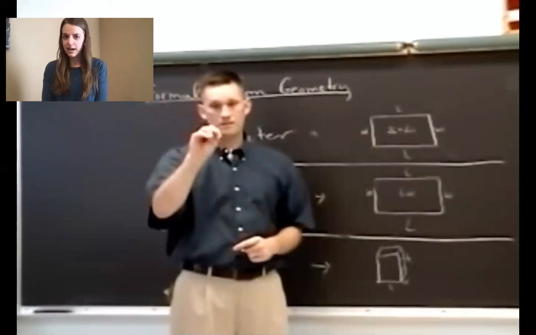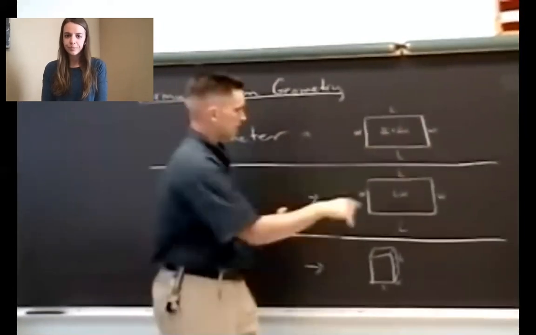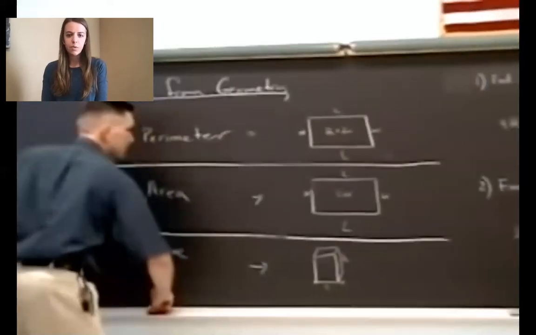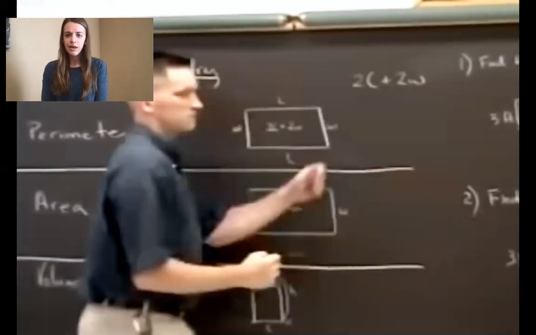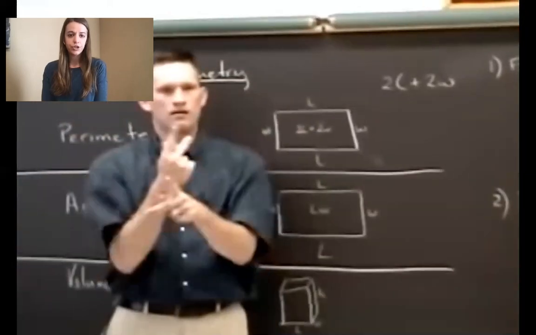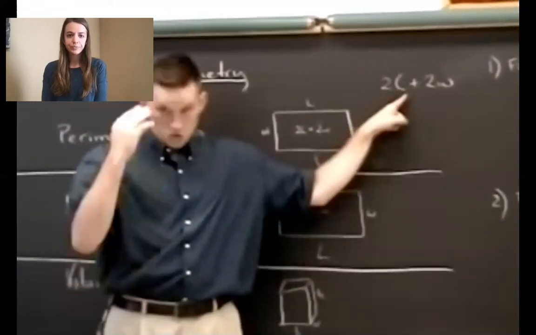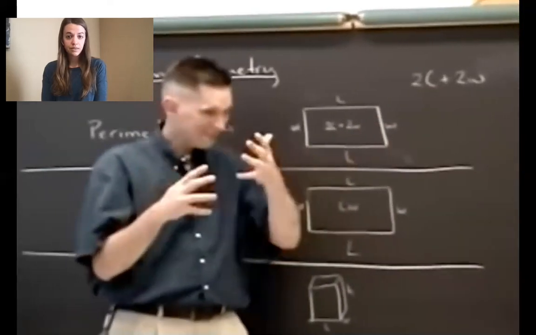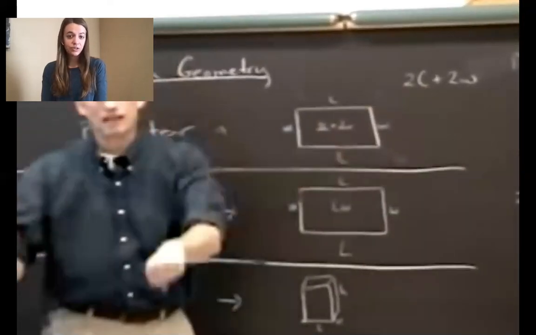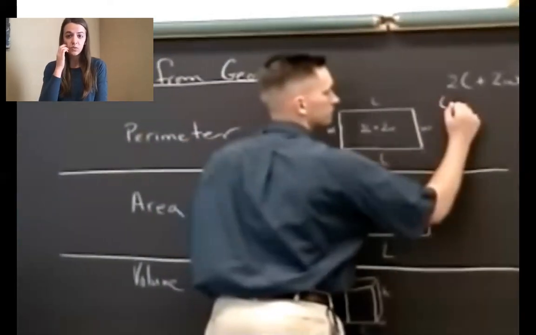Okay, so there are different ways to figure out the perimeter. The first way is what we just discussed. So you're going to have 2 times L plus 2 times W, 2L plus 2W. Do you guys know how to do that? Yes, generally. Okay, there are other ways to do this as well.